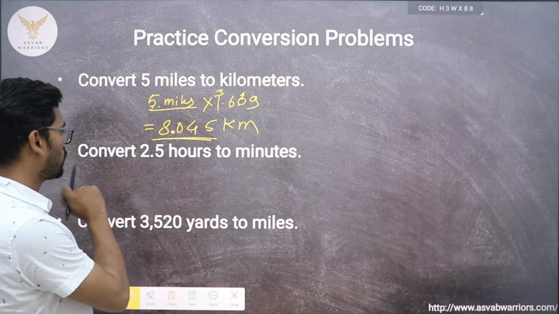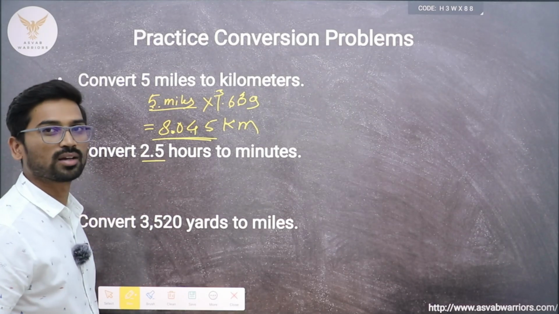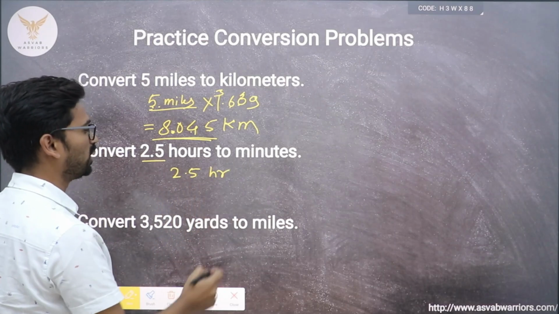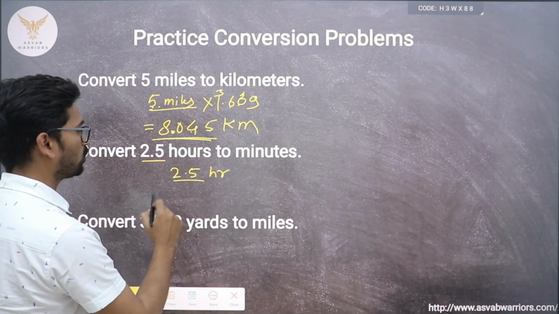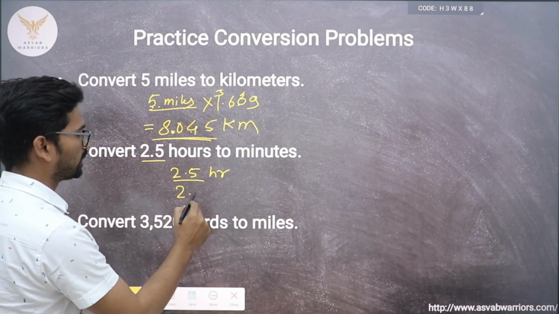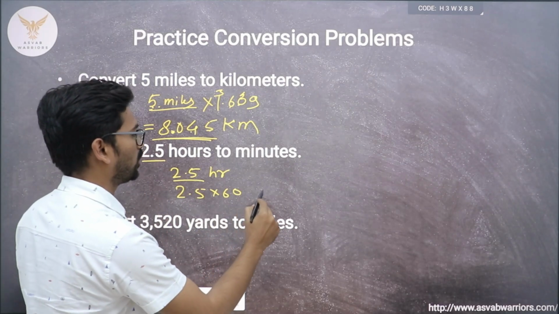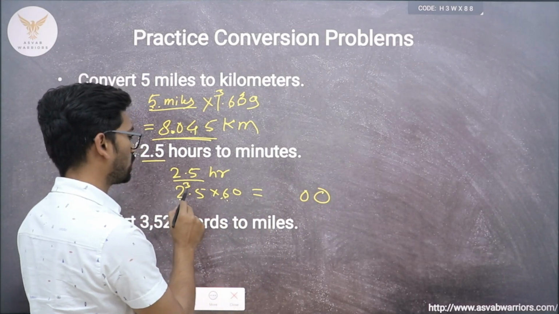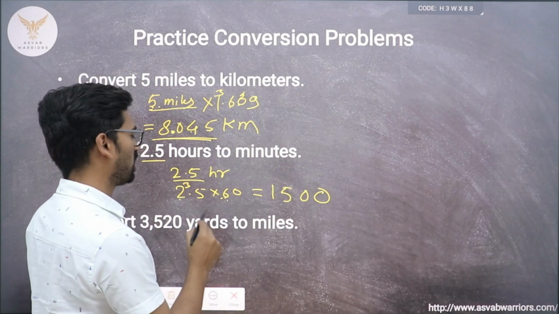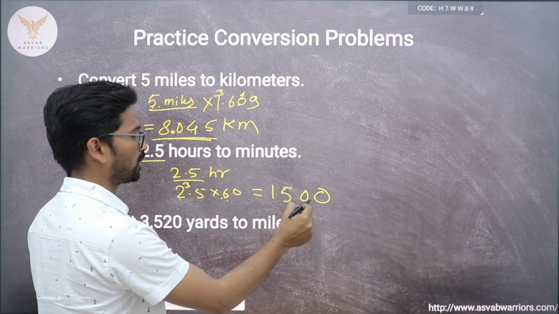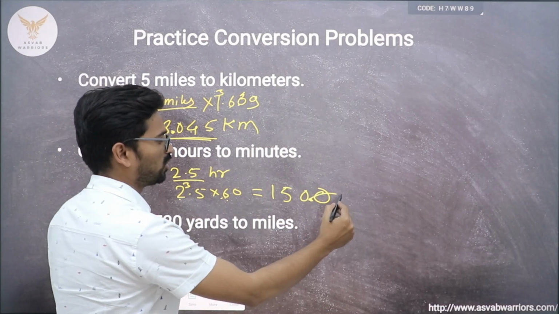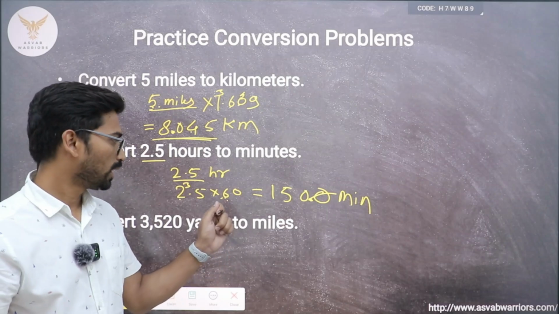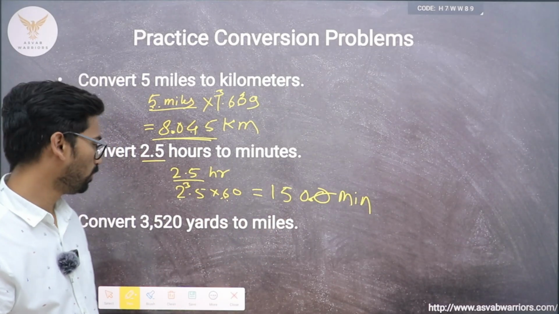What is the next question? Our next question is convert 2.5 hours to minutes. We have to convert 2.5 hours to minutes. We know that to convert the hours into minutes, we will have to multiply it with 60. Now we will write down 0 as it is. 6 5s are 30, carry 3, 6 2s are 12, plus 3 is 15, and decimal point after one digit from right hand side. So somewhere here. So we get our answer as 150 minutes. So 2.5 hours are equivalent to 150 minutes.